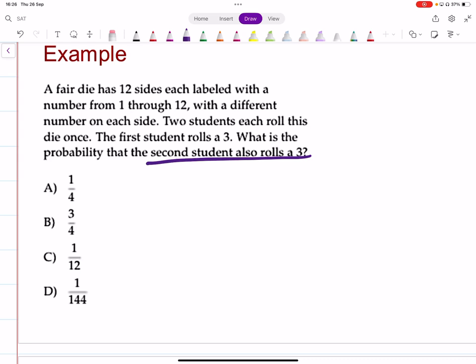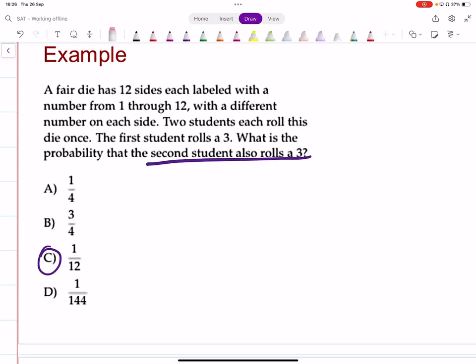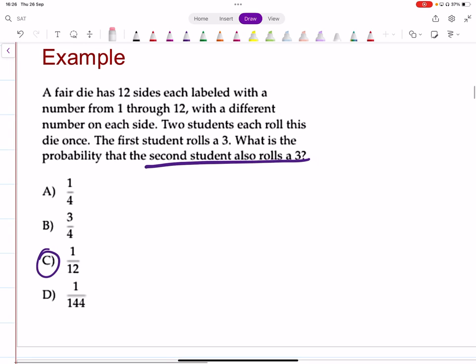1 over 12. Whatever happened to the first person, that is irrelevant, right? These two things are independent. Whatever the first person got, it doesn't matter. It does not affect the probability of the other. Is that okay? If they had asked you to find the probability of both students getting a 3, then you would do 1 over 12 times 1 over 12. But they're not asking you for the probability of the first person. That's given, that's a 3. That does not affect what happens to the second person, so it's just 1 over 12 directly.